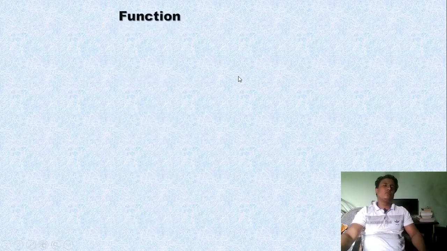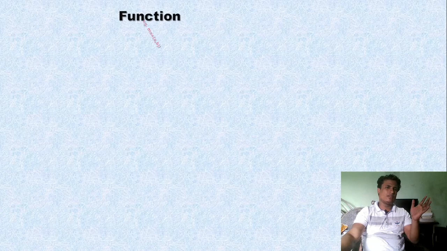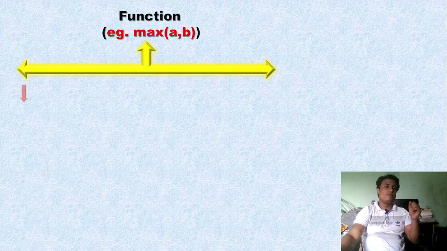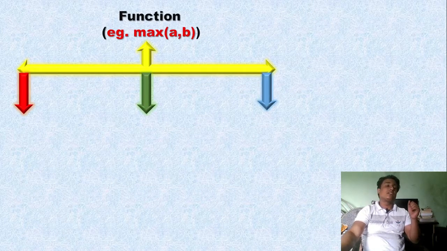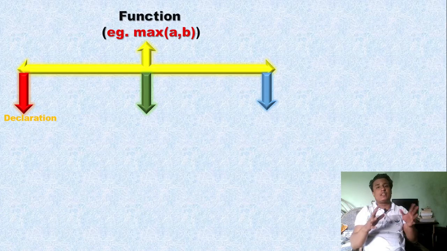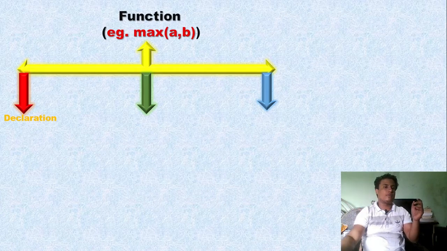So suppose this is a function. Suppose we take the example of max of AB. There can be three forms here: 1, 2, 3. The first form is the declaration of a function. Declaration of a function means what? It does not contain any body; it will just contain the syntax of the function along with a semicolon. Let me show you.